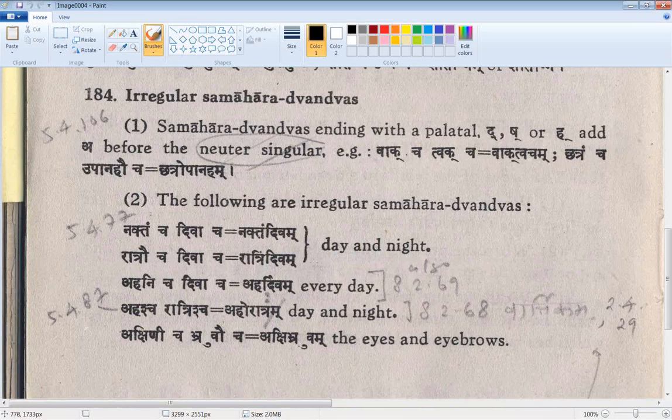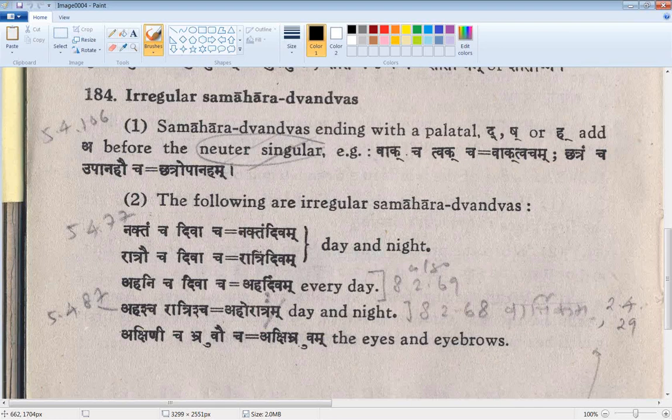Ratrau cha divacha ratrin divam. I think we just talked about the same thing here. Ratri also is standing for Ratrau. Same problem here: it is Saptamyantam, so we could not even use Charthe Dvandvaha. And one more thing is happening here: Ratri is becoming Ratrim. What Kaumudi says is Ratrer Mantatvam Nipatyate. Of course, the same problem with the at the end, but one more thing is Ratrer Mantatvam Nipatyate.